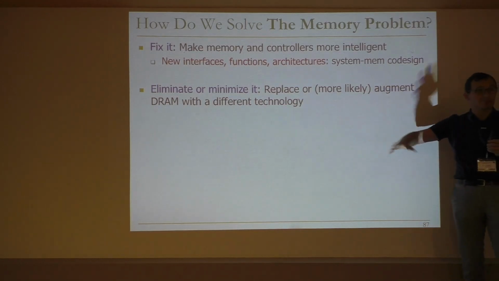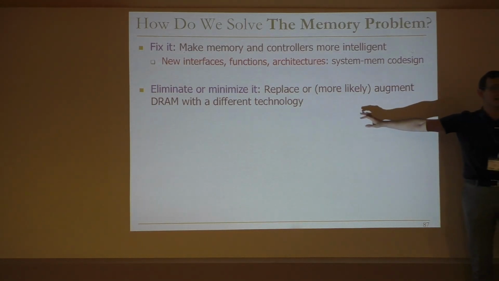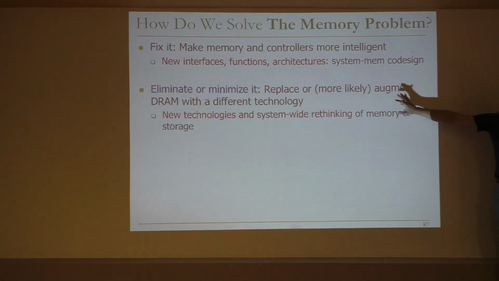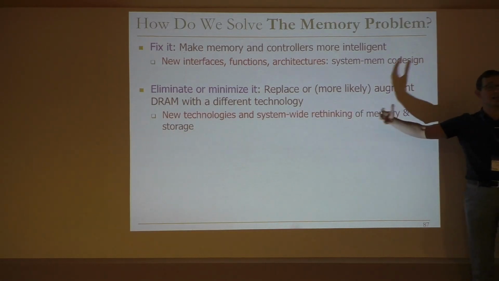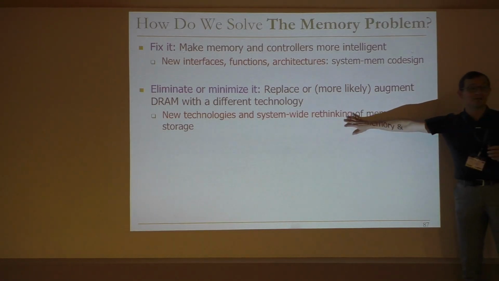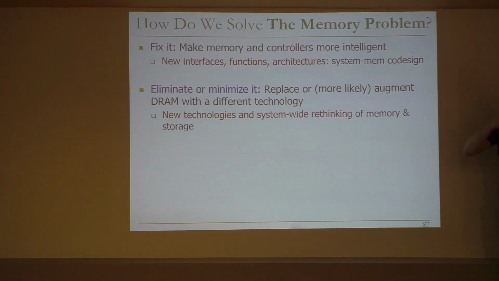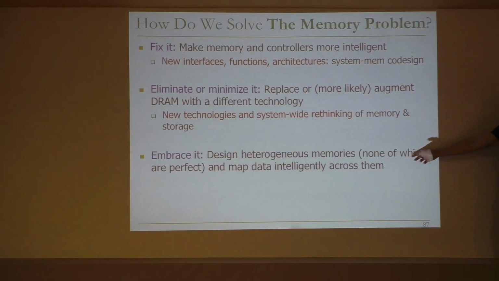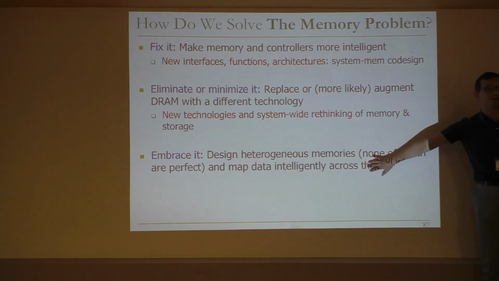The second direction is, can we eliminate or minimize the problem? Can we replace some not-so-good technologies with different technologies? I think it's not easy, but it's very important to follow also, because some new technologies like phase change memory, 3D XPoint, MRAM, RRAM, memristors, or carbon nanotube memories can enable system-wide rethinking of memory and storage. So you can potentially design a completely different system this way. And the third one is also interesting, which is embracing the problem. You recognize the fact that different memories have different issues, and you design heterogeneous memories, none of which are perfect. Some of them may have a lot of errors, but you understand your data and map your data intelligently across them.